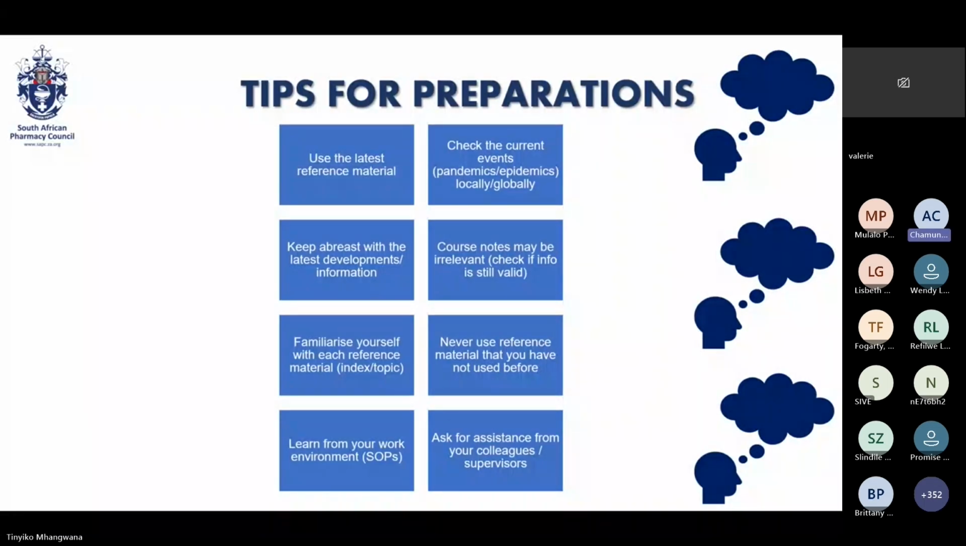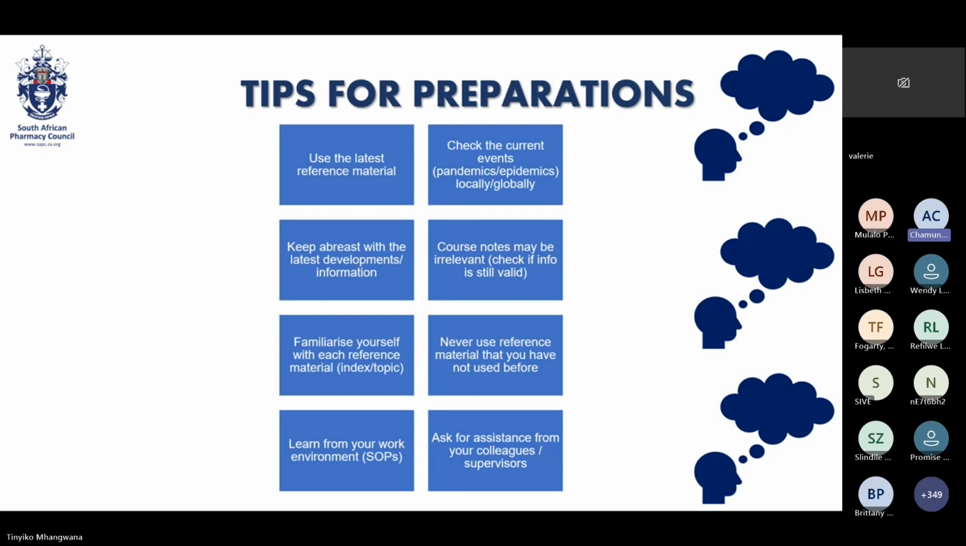Sorry about that. Okay, so just a few more tips for preparations. So we're just reiterating what has been explained, even as Dr. Fogarty was going through the practice questions, and also what I explained even in the previous slides. So please make sure that you're using the latest reference material, and please check and be familiar with the current events.